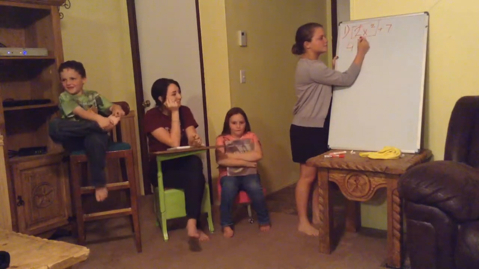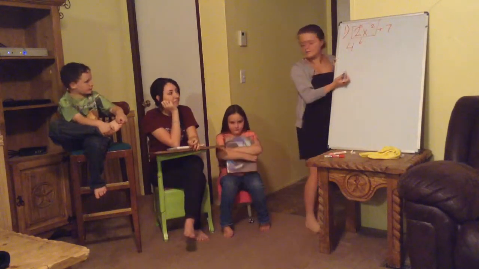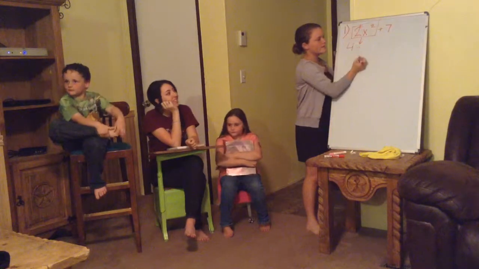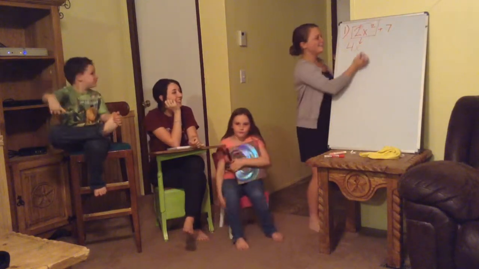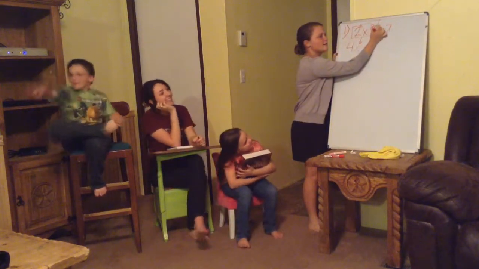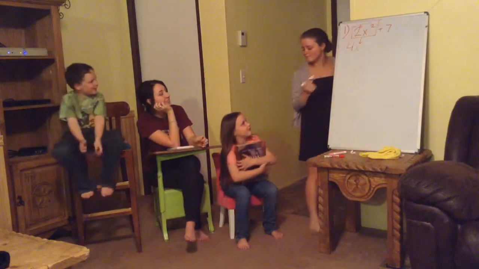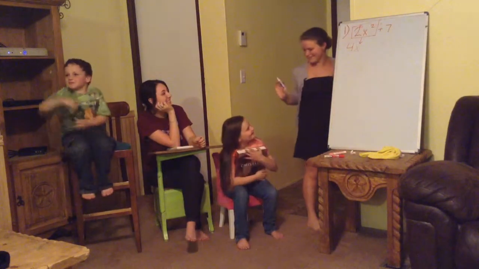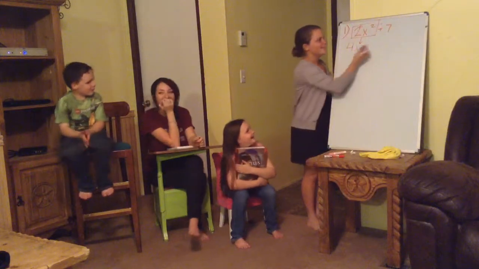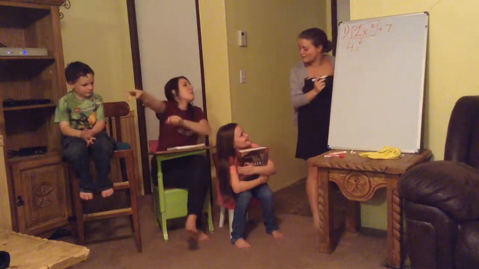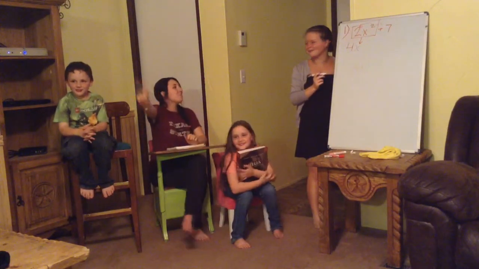Your x is going to come straight down. Now, for your next exponent, you do your 2 minus 1. You take your exponent and subtract 1. What's 2 minus 1?